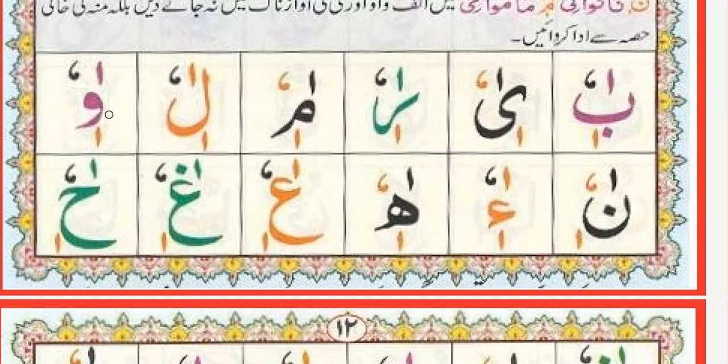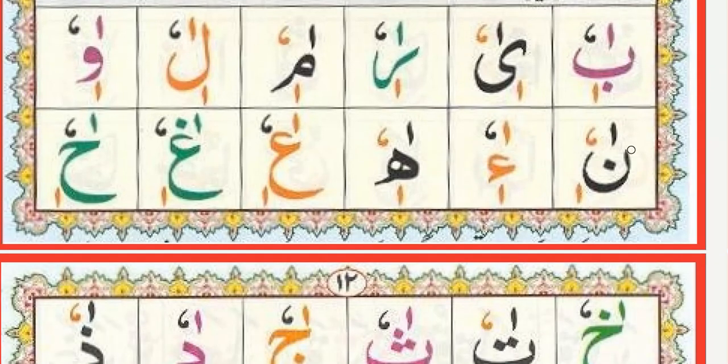Wow standing zeber, wa. Wow standing zeer, wi. Wow upside down pesh, wu. Wa, wi, wu.